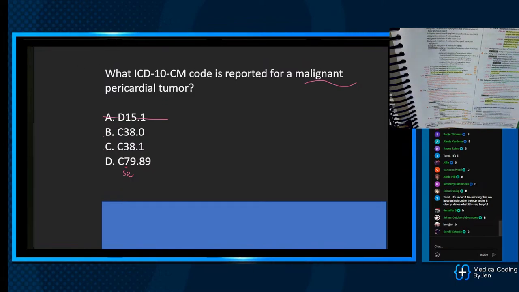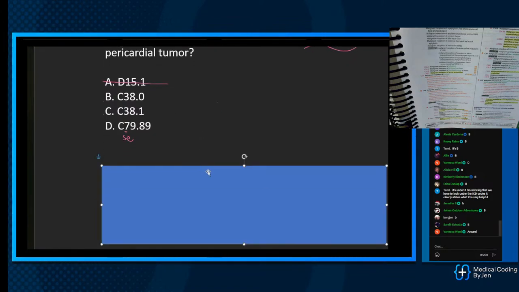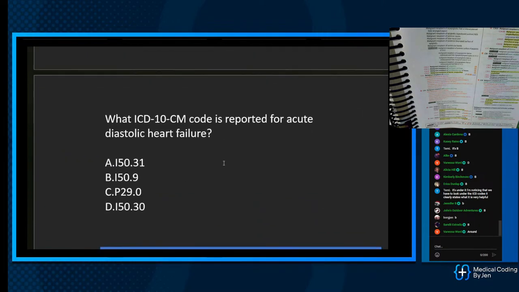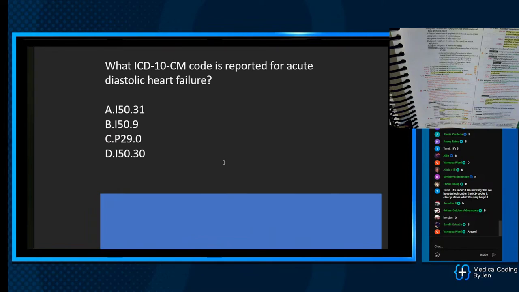What did you guys think the answer is for this one? B? Yep. We are going to be B. It's right underneath it. Perfect. Good job.